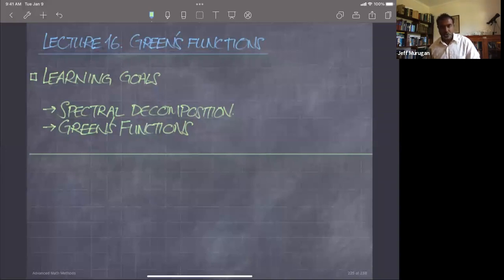And then we'll show how the resolvent operator, which was the inverse of an operator, has an intimate relation with the idea of Green's functions, where the operator in question is not a matrix, but a differential operator. Okay, so that's where we want to go today.